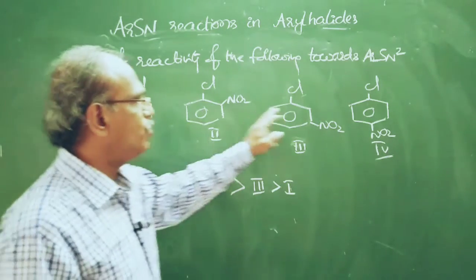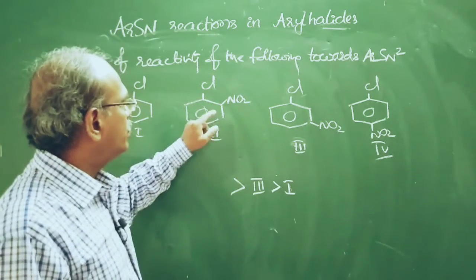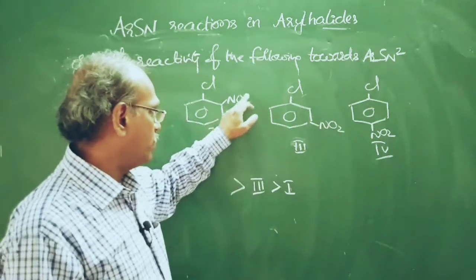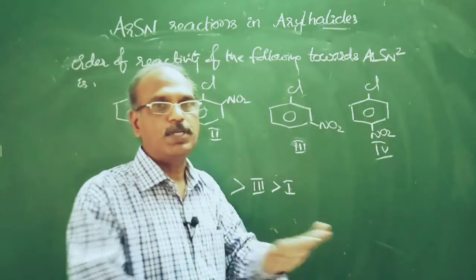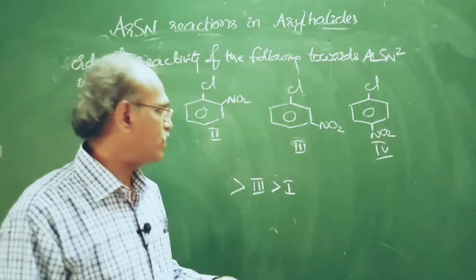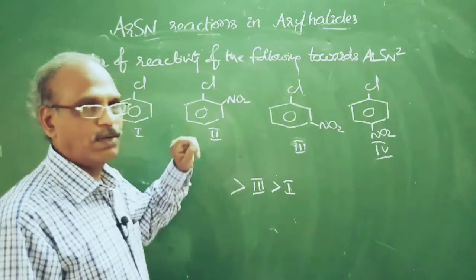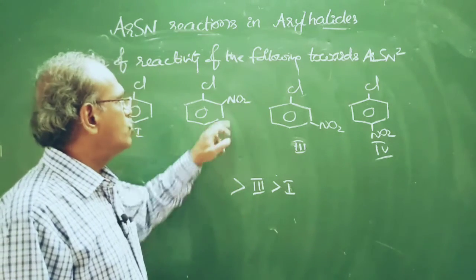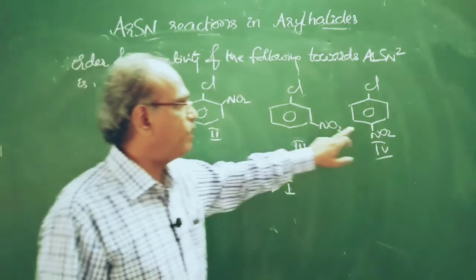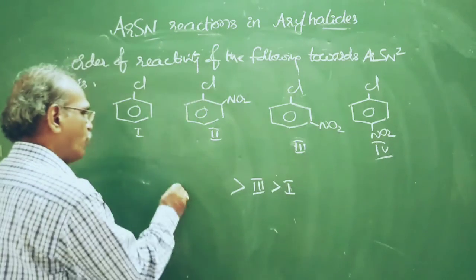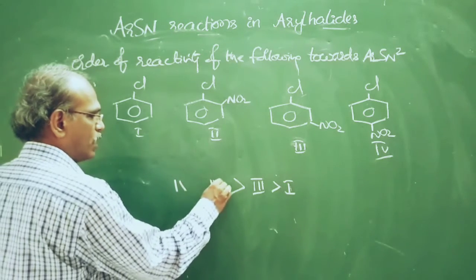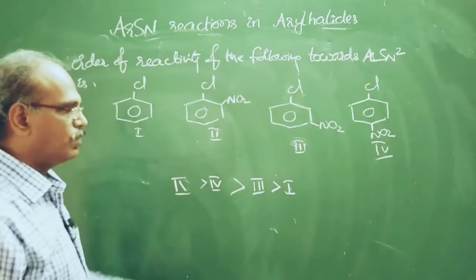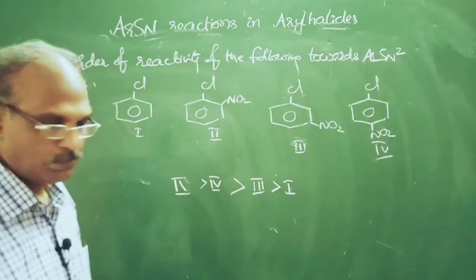Next, if you look at 2 and 4, in both cases carbanion is stabilized by resonance by the minus M effect of NO2 group, no doubt in it. Then what's the other factor which decides? Next factor is inductive effect. NO2 acts as an electron withdrawing group, minus I group. So minus I effect is more here when compared to this. So 4 is less reactive than 3. Sorry, this is 2. This is the order of reactivity.